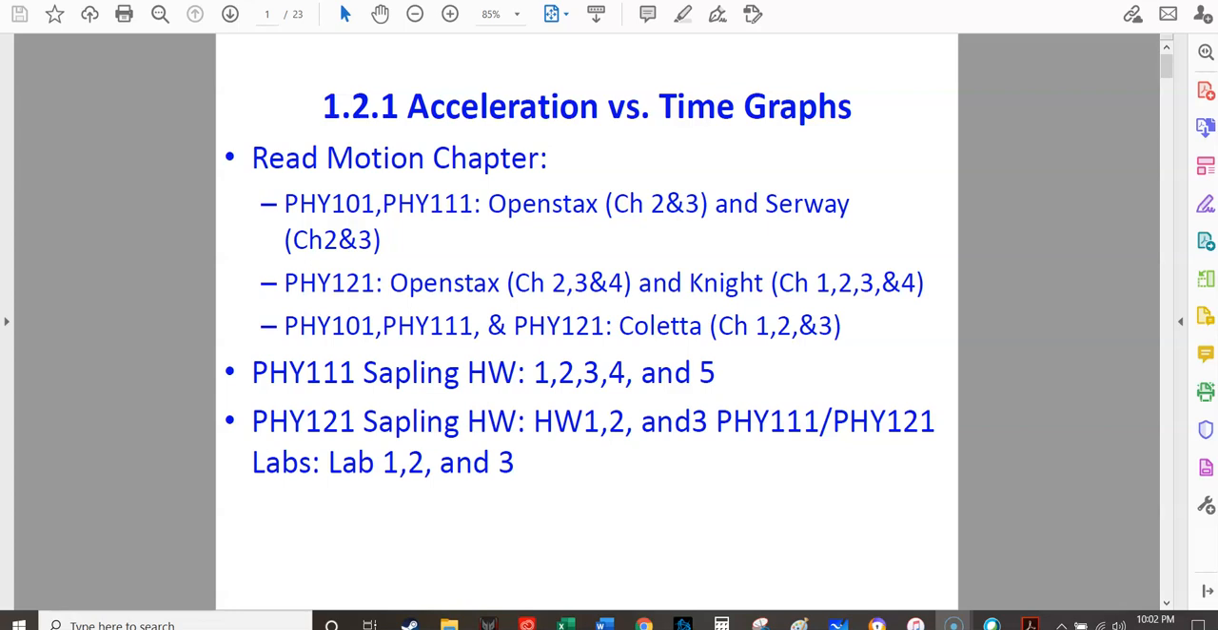Now we need to do one final thing, which is work on acceleration versus time graphs. Later on in section 1.2.1, we're going to talk about specific cases of free fall, which is up and down motion without an atmosphere, so falling objects in a non-atmosphere situation. And then we're going to start application problems and actually solve problems quantitatively, okay? So let's get started.